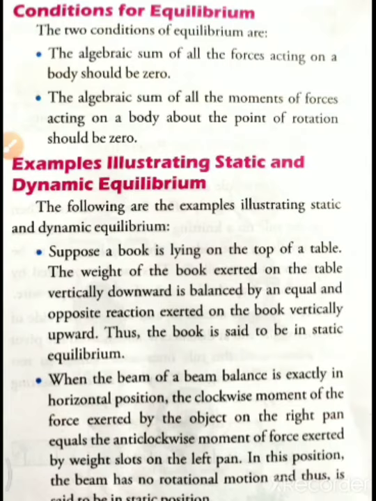If one pan has more weight, then obviously it will be tilting. Yes, clockwise or anti-clockwise movement will take place. But if the clockwise moment is the same and the anti-clockwise moment is also the same, then only it will come to the state of equilibrium. In this position the beam has no rotational motion and thus is said to be in static equilibrium.